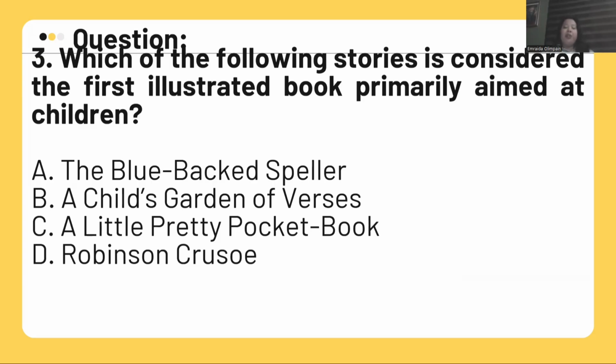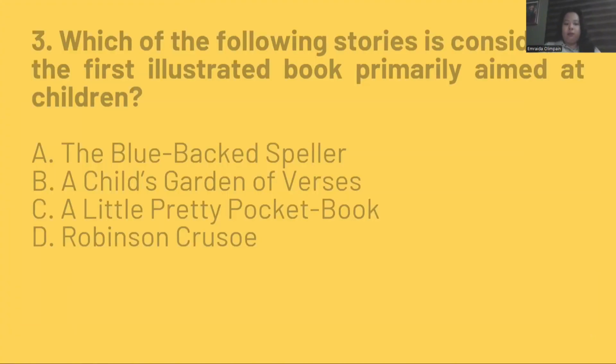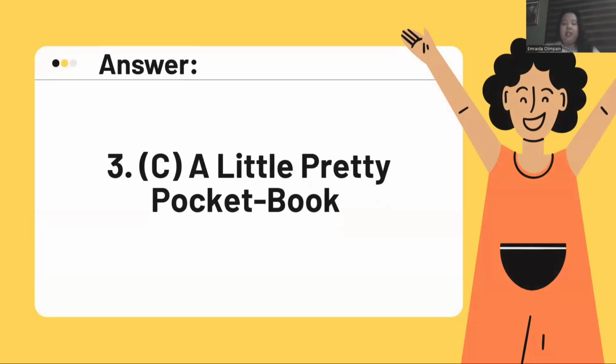Okay, so what do you think is the answer for this one? Let's find out. The answer is A Little Pretty Pocketbook. So if you are familiar with John Newbery, A Little Pretty Pocketbook is widely recognized as the first book in children's literature.